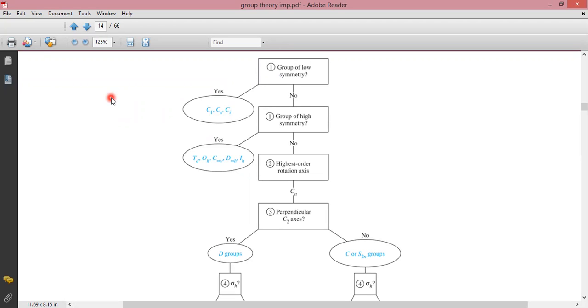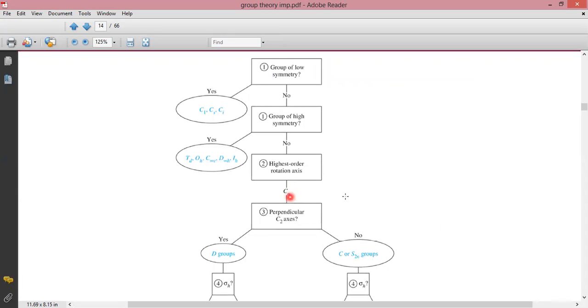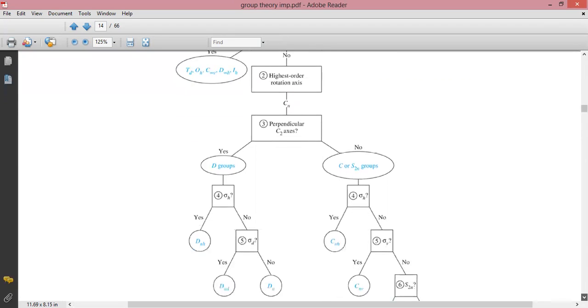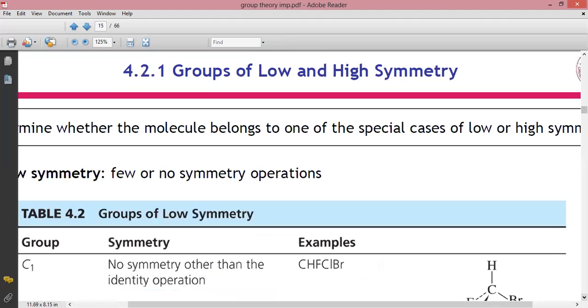If the principal axis as well as subsidiary axes are present, then the nomenclature is D point group. The order of the D point group will be the order of the principal axis, the highest order axis. Okay. Now there are certain examples, because I have given the detailed lecture on how to assign a point group. Now we will do some examples.